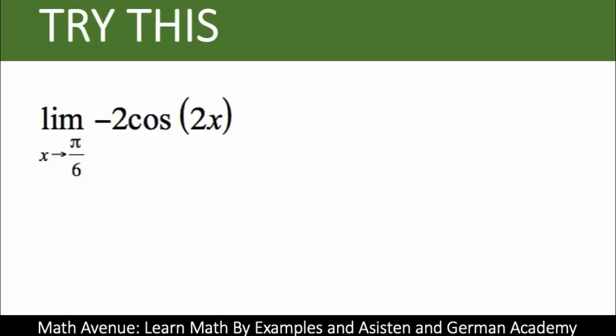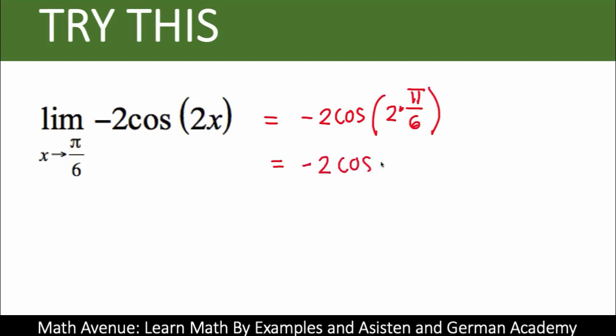Now let's try this one. What is the limit as x approaches pi over 6 of negative 2 cosine of 2x? As always, the first line of defense is to try the substitution method. If we try the substitution method, this becomes negative 2 cosine of 2 times x, where x is pi over 6, which is equal to negative 2 cosine of pi over 3.